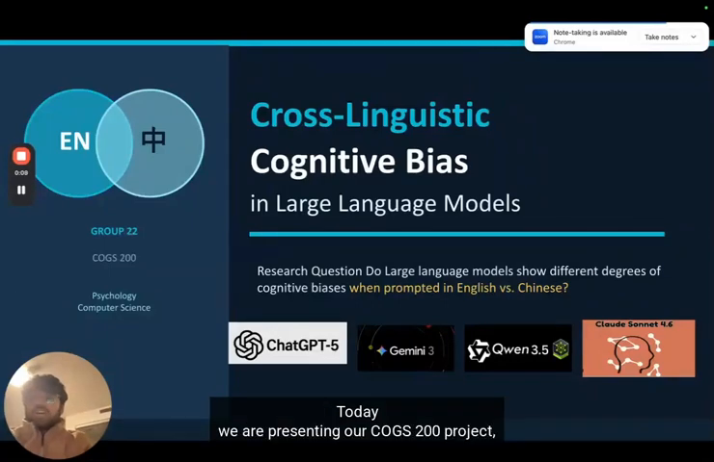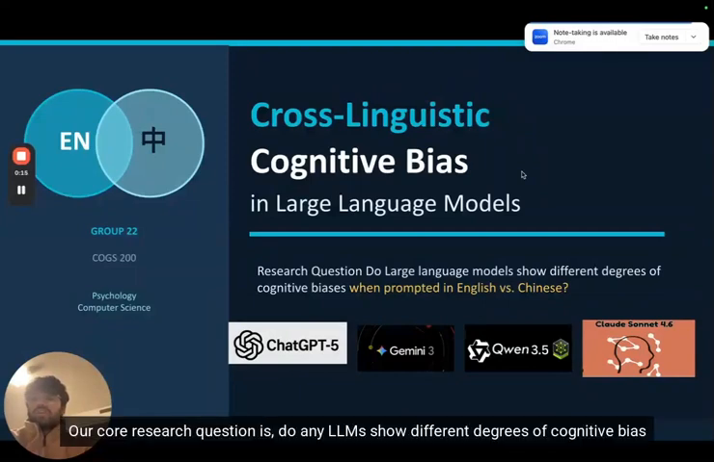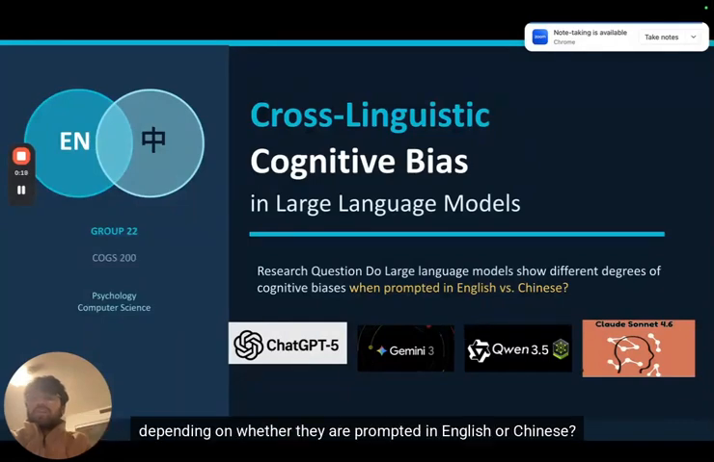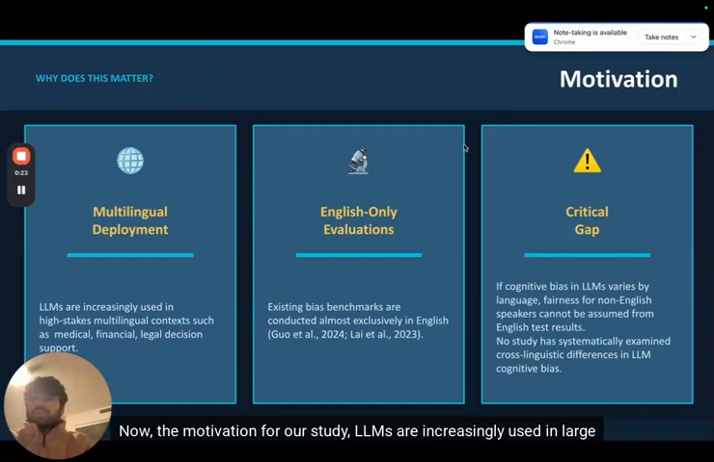Today we are presenting our COGS 200 project, Cross-Linguistic Cognitive Bias in Large Language Models. Our core research question is, do LLMs show different degrees of cognitive bias depending on whether they are prompted in English or Chinese? Now the motivation for our study.